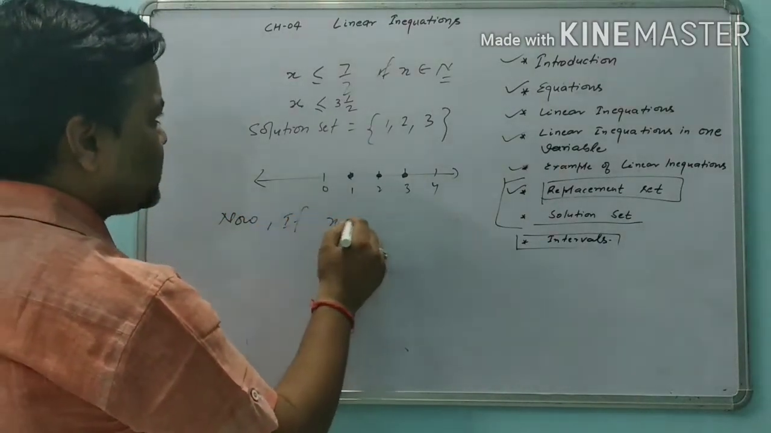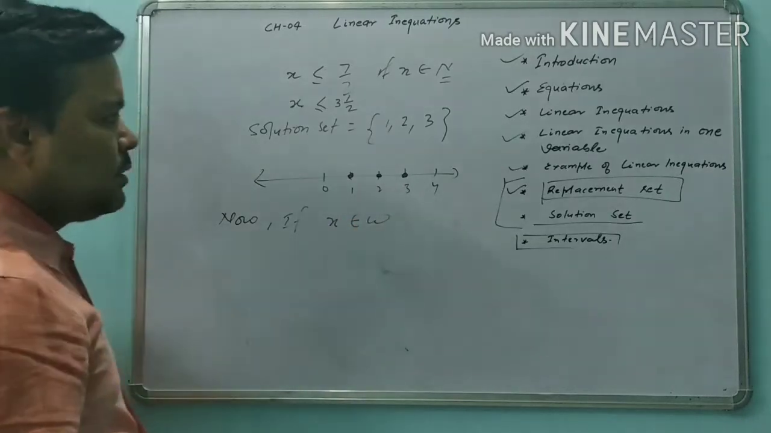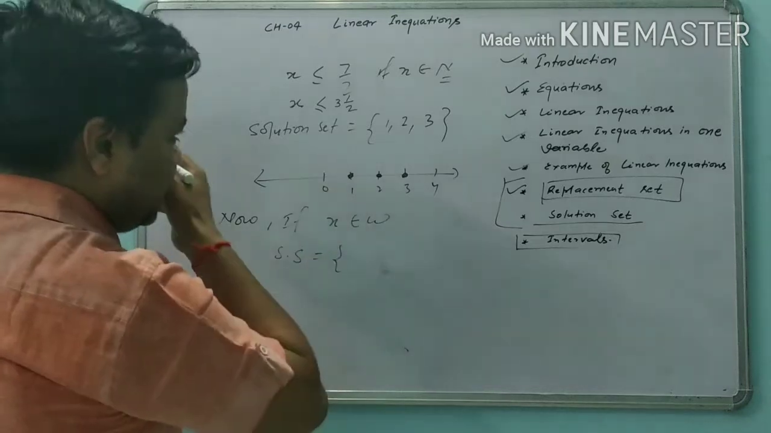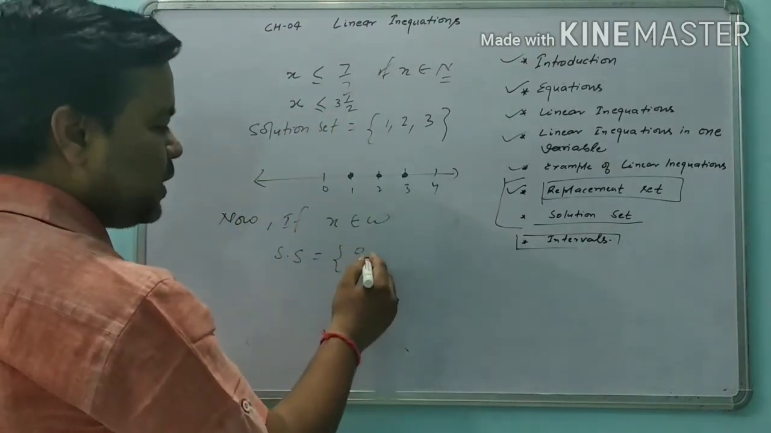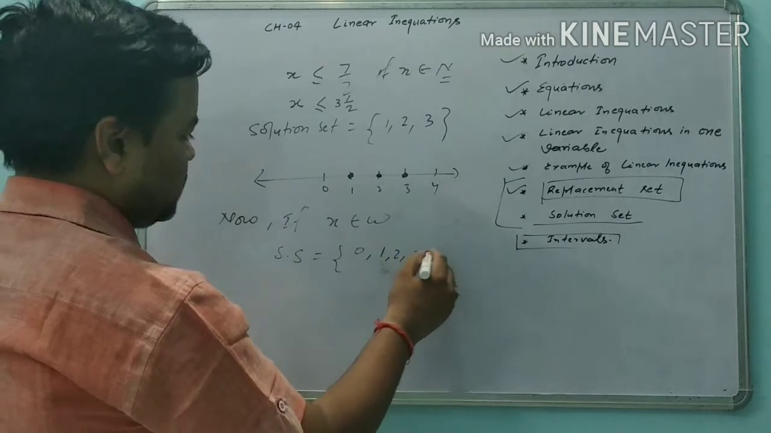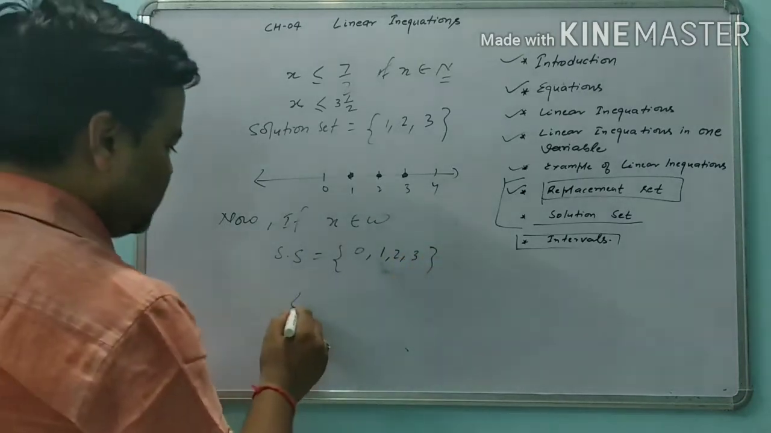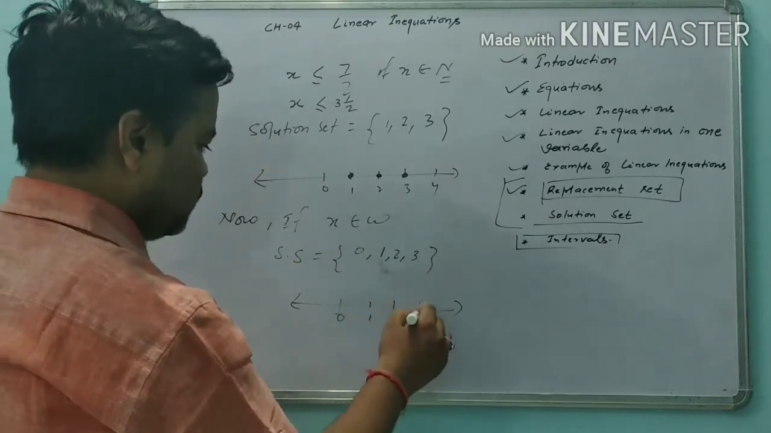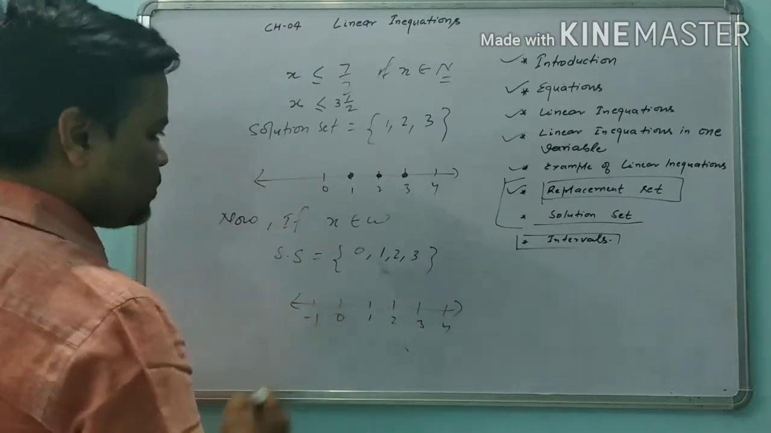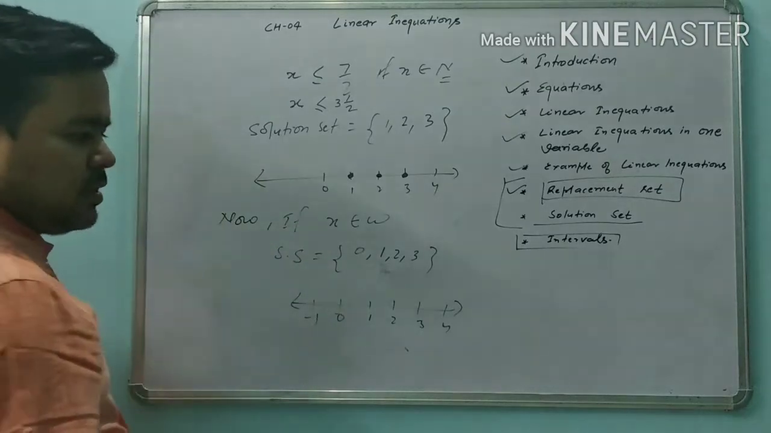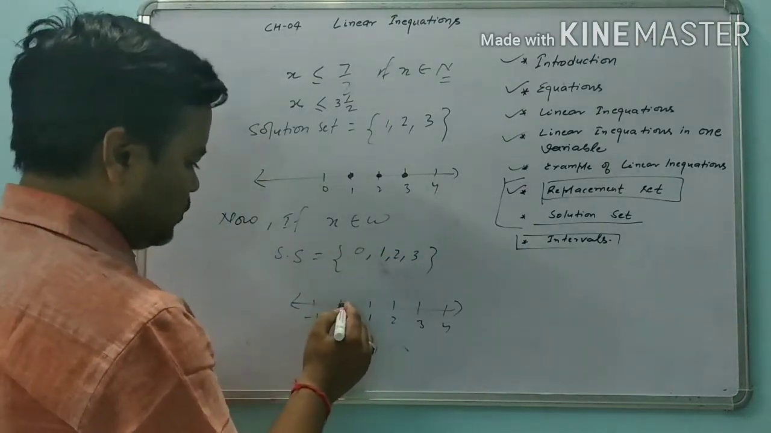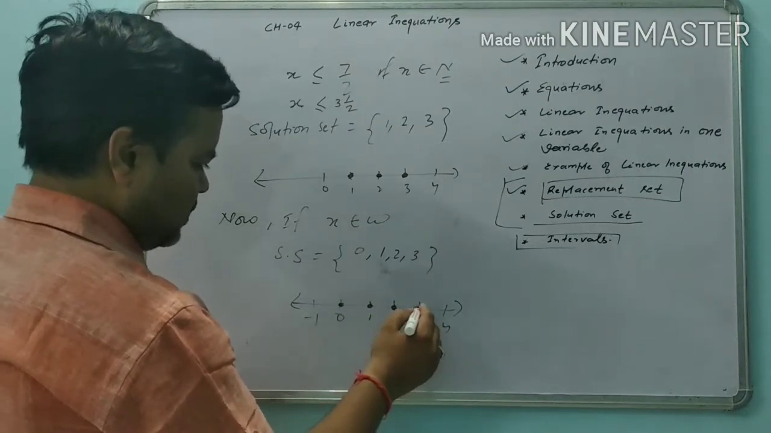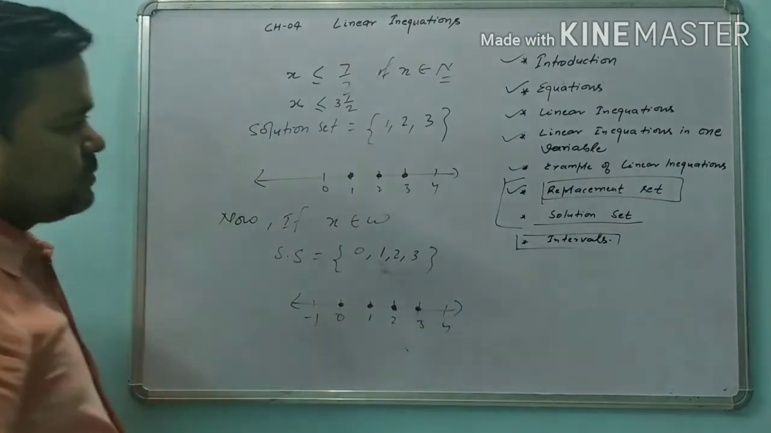If x belongs to whole number, then what happens? In that case, what is the solution set? We also include 0 because here 0 will be included: 0, 1, 2, 3 like this. And in this case, the solution set will be 0, 1, 2, 3, and 4 is not included. So in our solution set, we will take 0, 1, 2, 3. Here at 0, just make a dark circle, a dot, up to 3 like this.